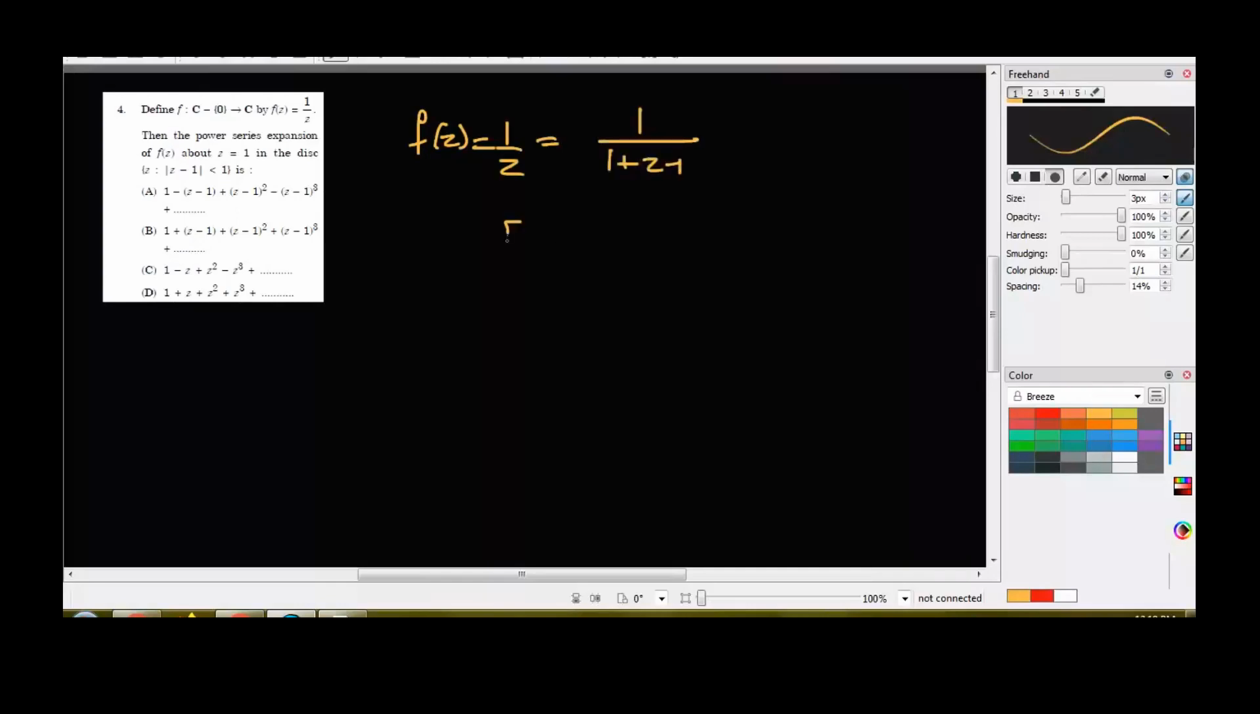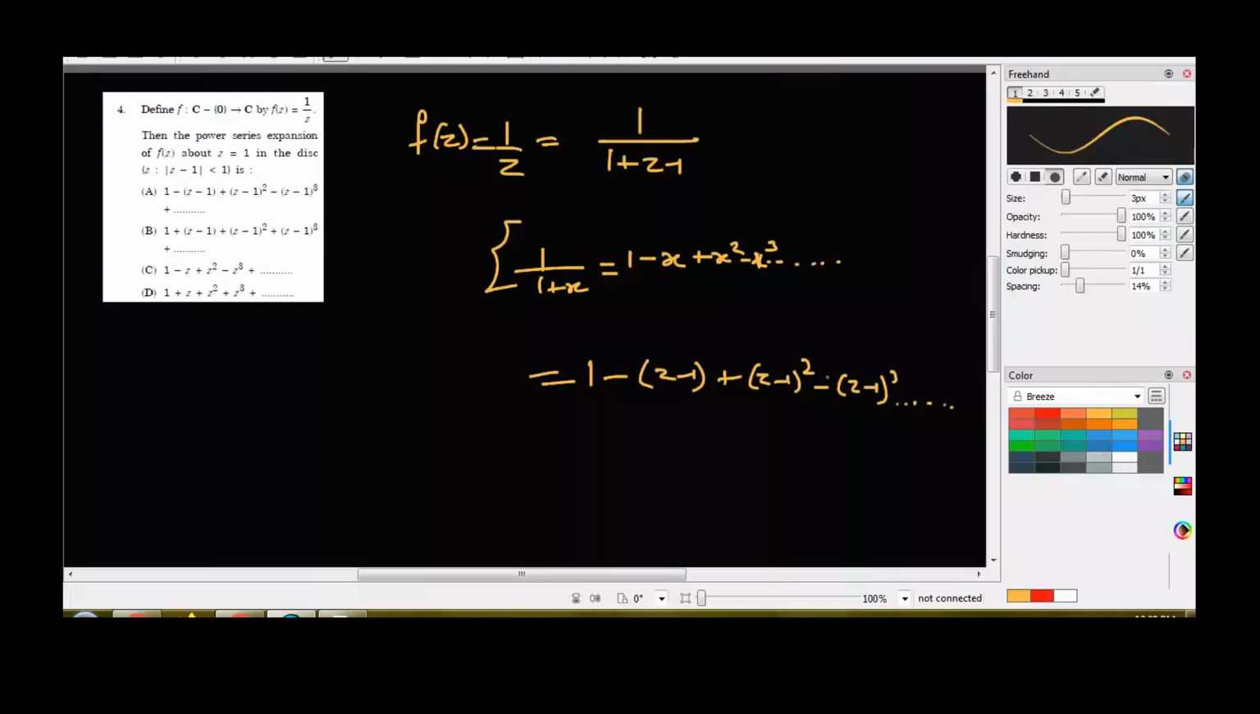and using the expansion of 1 upon 1 plus x, which is 1 minus x plus x squared, and so on, we can have the expansion as 1 minus (z minus 1) plus (z minus 1) the whole square minus (z minus 1) the whole cube, and this goes on. So we can see out of all the expansions, the one which matches with this is the very first option, option A.